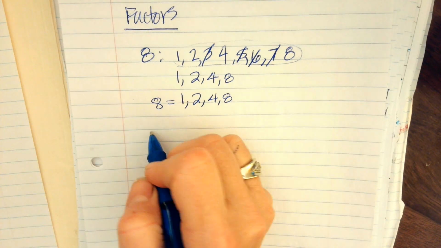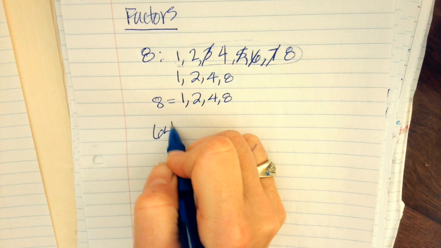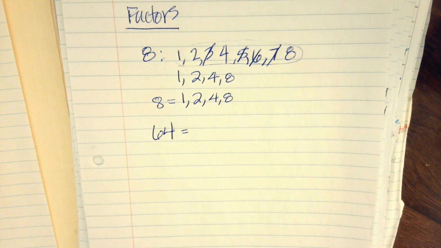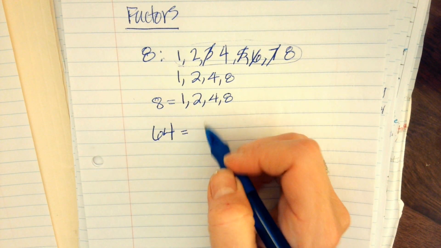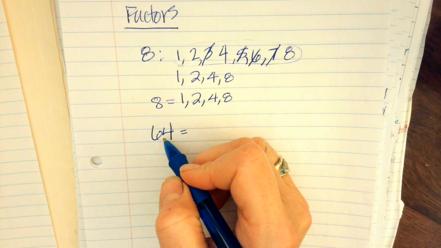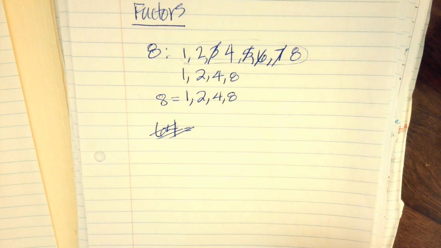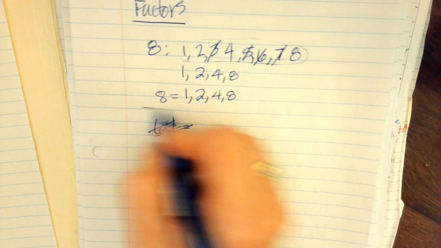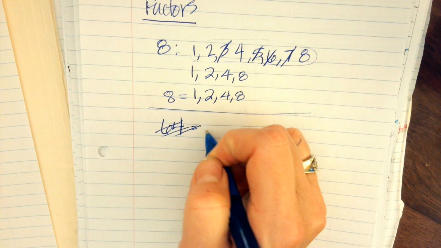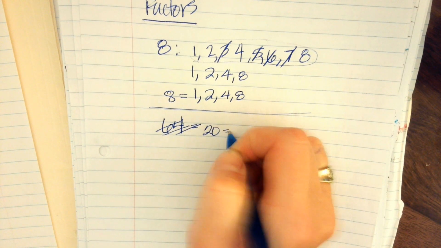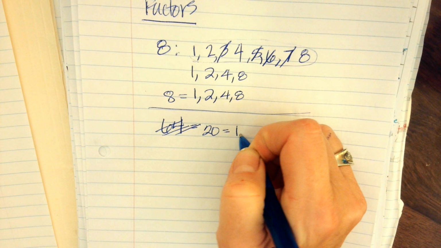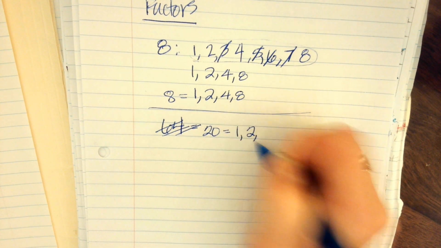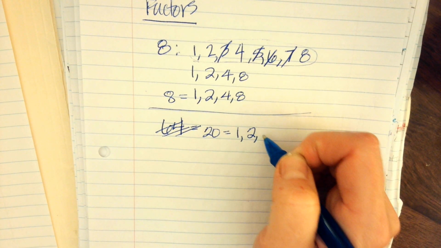If we have a bigger number like 64, you're obviously going to have to do a little bit more work. We can go into bigger numbers after. Right now we're just going to go into a medium number, like the number 20. Does 1 go into it? Yes. Does 2 go into it? Yes. How about 3? No.